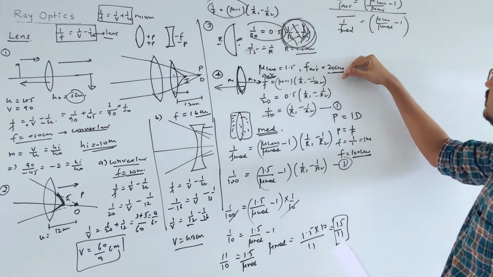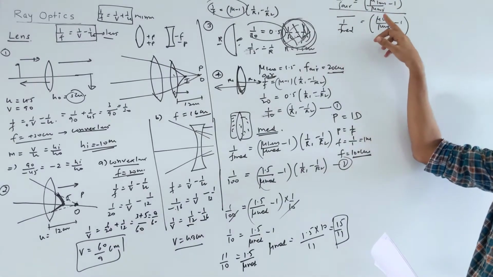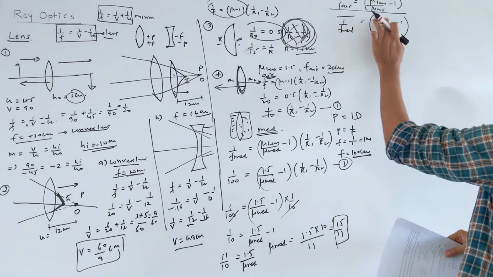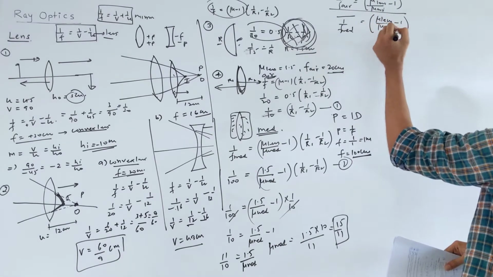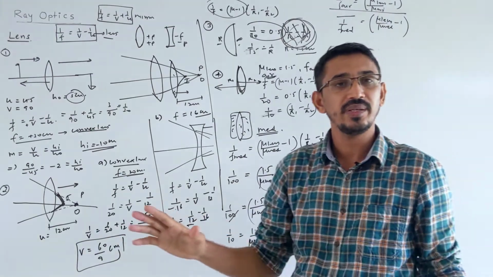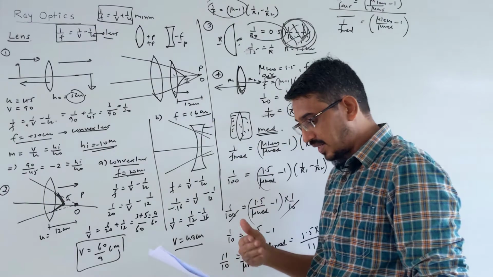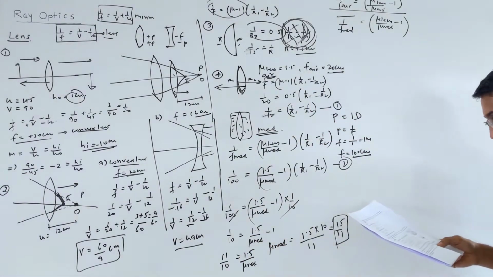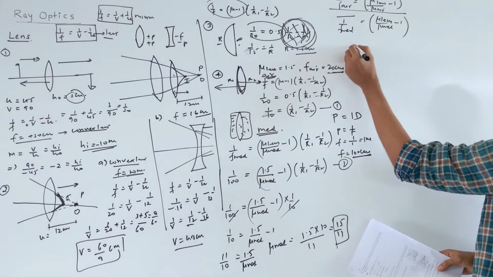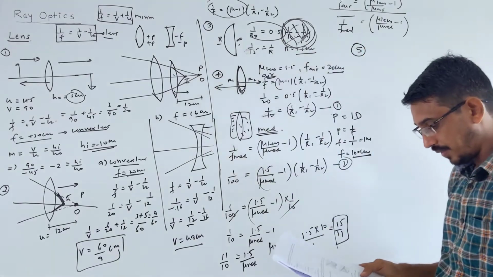But when you put it in a medium, 1 by focal length in medium is mu of the lens by mu of the medium minus 1. This much only you have to divide, you will get your answer. Okay, we will see more questions similar to this. Before that, question number 5. Now we will see more questions on the same idea.